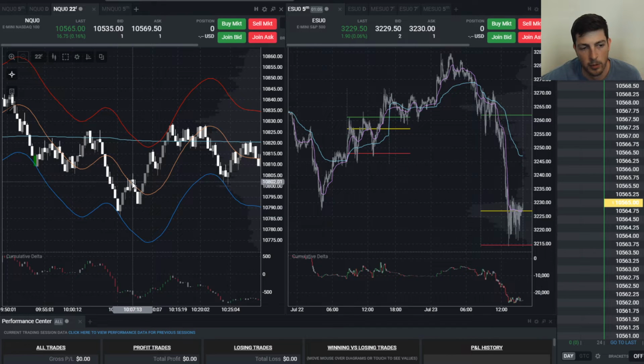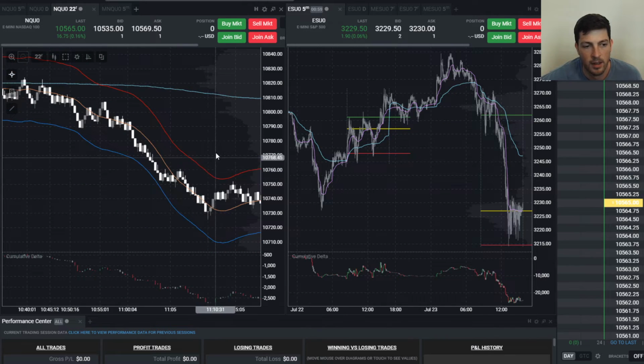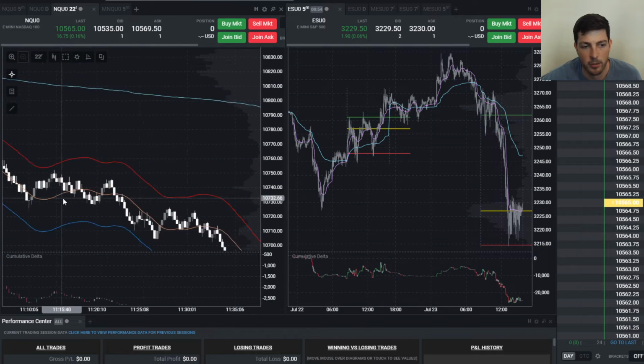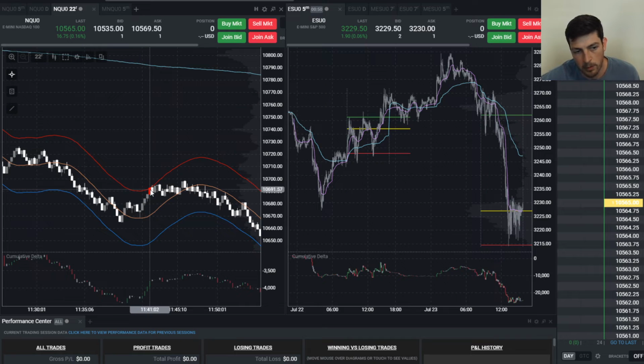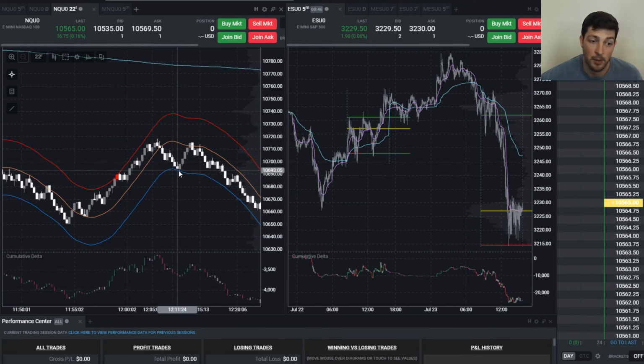Bounces off blue, goes up to the orange, right? Goes up to the red, bounces off the orange, blue, bounces off the orange, etc. Sometimes the moves aren't that dramatic and it's just this long, slow grind, and that's when we're just not trading the orange line. You know, it's that simple. Go up to the red, bounce off the orange. Go to the blue, bounce up to the orange.